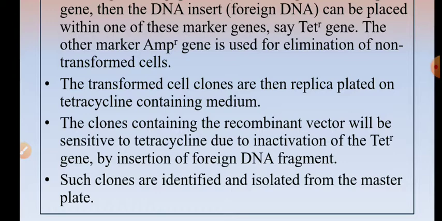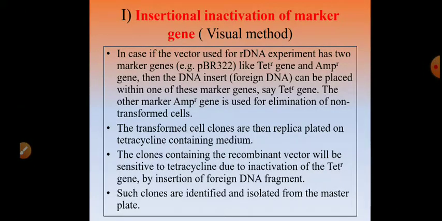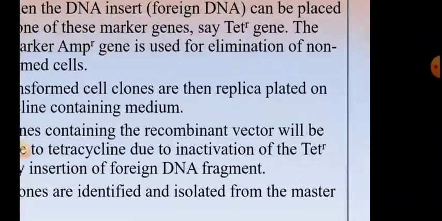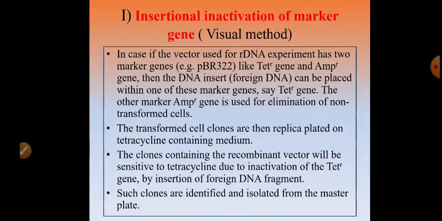Now the colonies produced on ampicillin containing medium are replica plated on tetracycline containing medium. The clones that contain the recombinant vector will be sensitive to tetracycline due to inactivation of the tetracycline gene by insertion of foreign DNA, but they are resistant to ampicillin. So the colonies that are produced on ampicillin containing medium but are absent on tetracycline containing medium are the colonies of those clones which are desirable, which contain the foreign gene to be cloned. Then these cells are selected.